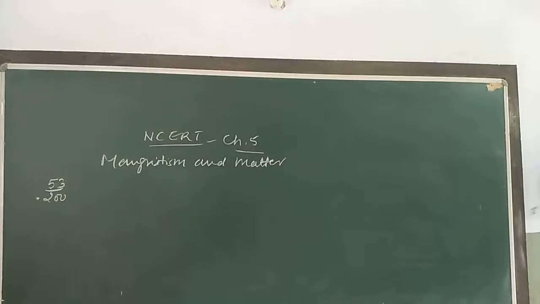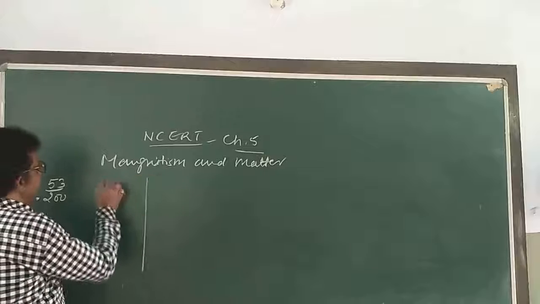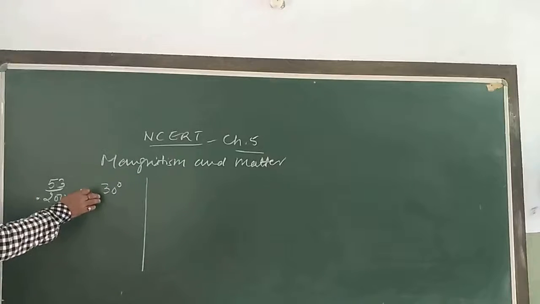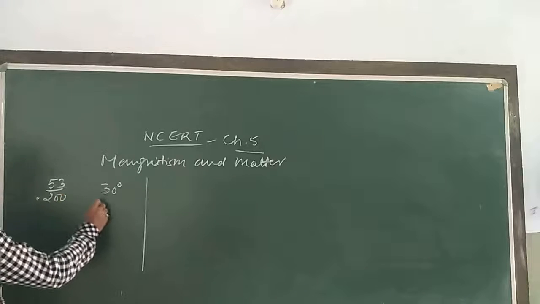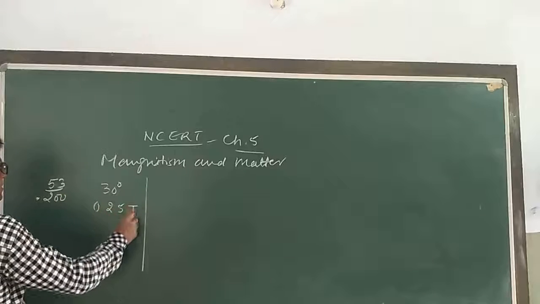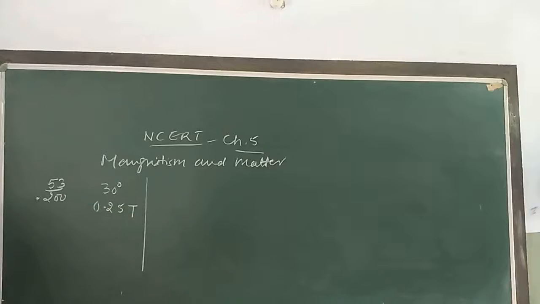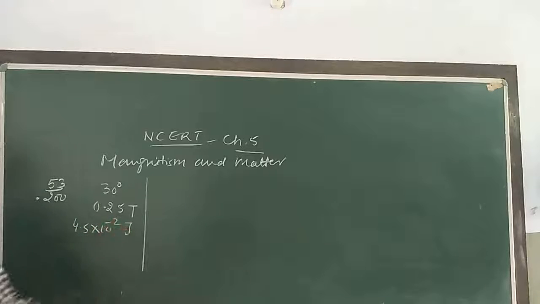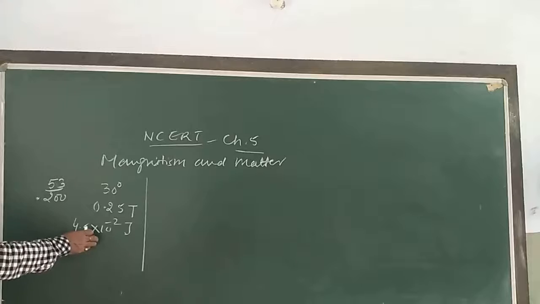Dear children, a short bar magnet placed with its axis at 30 degrees, this is given to you, with a uniform external magnetic field, say 0.5 Tesla, experiences a torque of magnitude equal to 4.5 into 10 to the power minus 2 joule. What is the magnitude of the magnetic moment of the magnet?